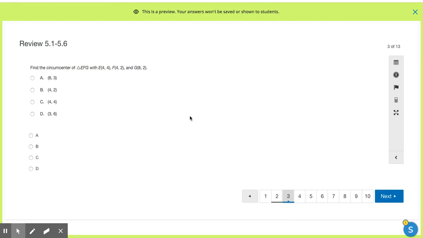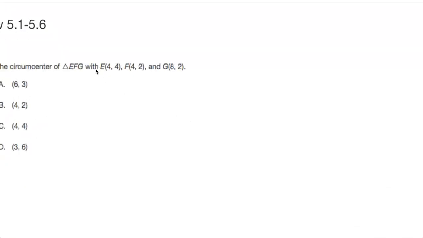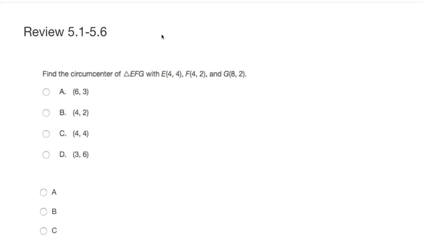Okay, next one, find the circumcenter. So we don't give you a triangle, but you can get an idea of what that triangle would look like by just plotting these points. So if we said this is 4, 4, so that's point E.